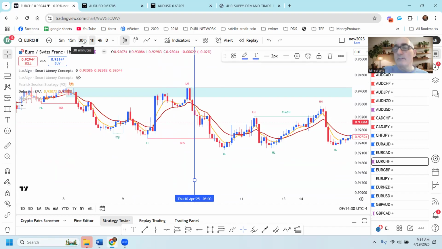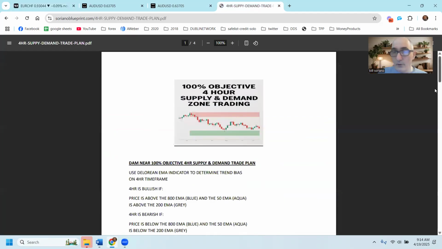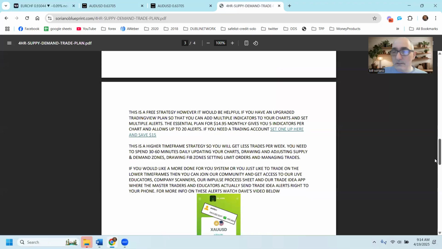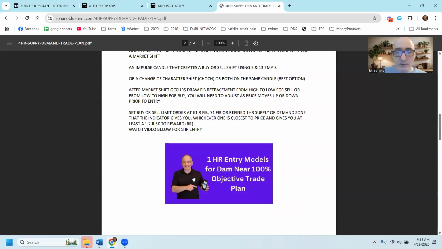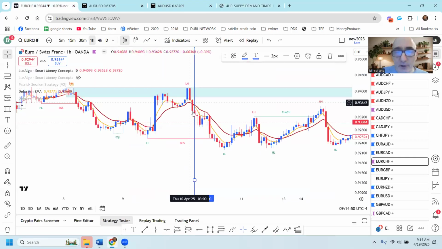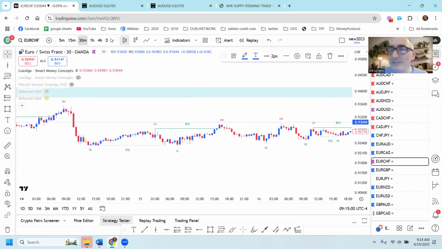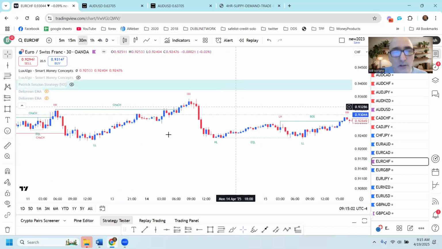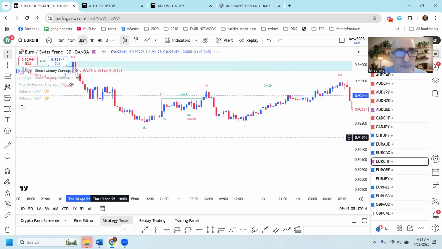And this is the new part of this entry strategy that's not on the initial video here. So you won't see that if you watch this entry model video right here. We actually are waiting for the change of character on the 1-hour. But now what we've done is we've dropped down to the 30-minute. After we get the buy or sell shift on the 1-hour, we then drop down to the 30-minute just to see if we have a change of character, because it's been taking too long for the change of character to occur on the 1-hour time frame.